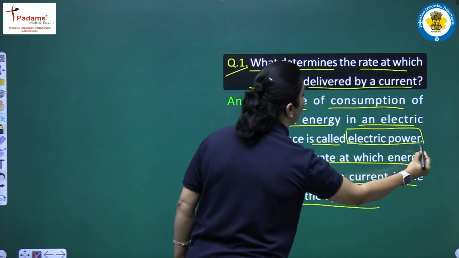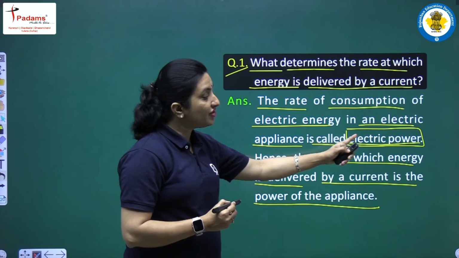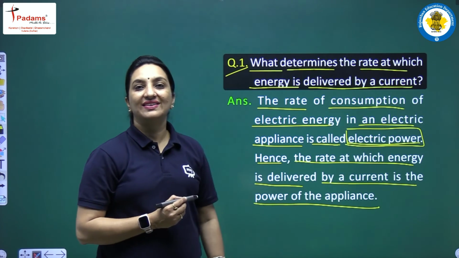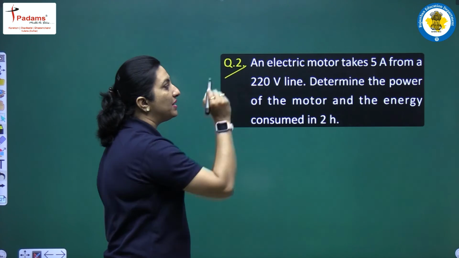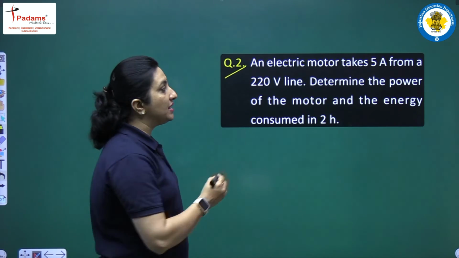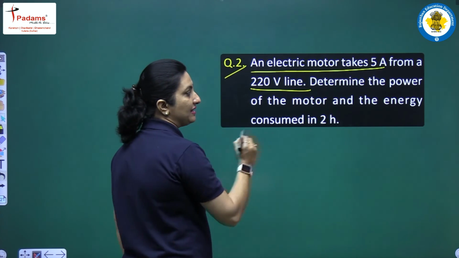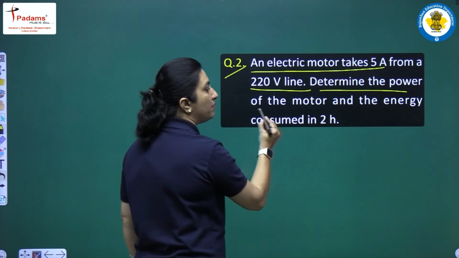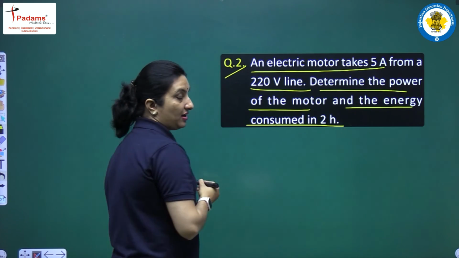So, what is determining the rate? The electric power will determine the rate. Now, let's see the next problem, which is question number 2. An electric motor takes 5 amperes from a 220 volt line. Determine the power of the motor and the energy consumed in 2 hours.